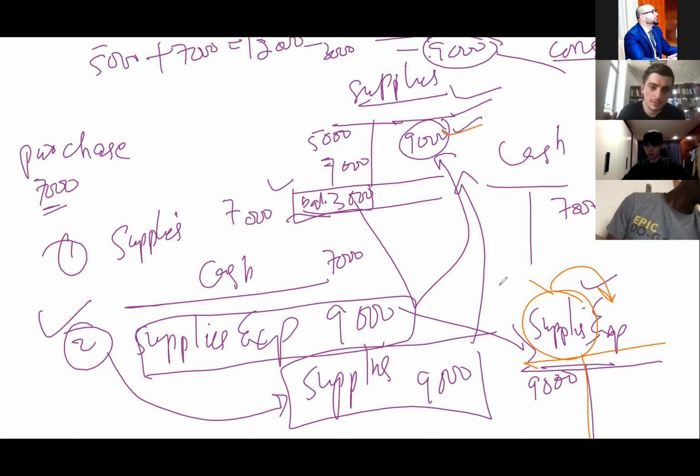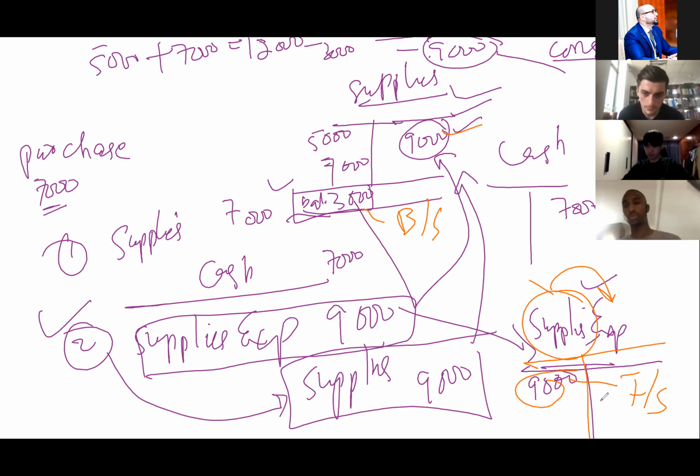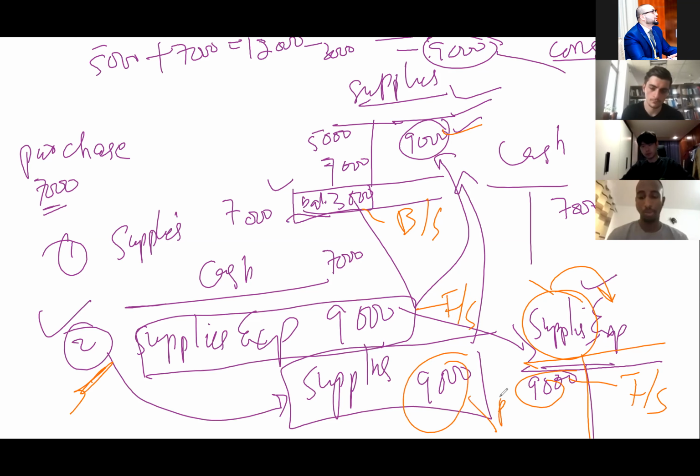I have a question. What if we only drew one T table, which is supplies, with 5,000 and 7,000 on the debit side and 9,000 on the credit side? Would it be enough to answer the question? Because this balance will go to the balance sheet and this balance will go to the income statement. Oh, okay. Right? Yes. So you can also look at this entry. Supply expense will go to the income statement. This will go to the balance sheet. Supplies is an asset.